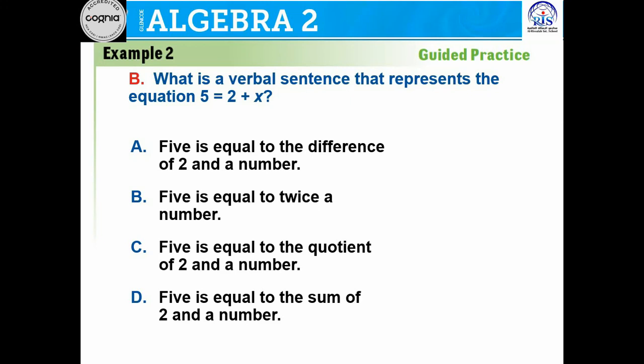What is a verbal sentence that represents the equation 5 equals 2 plus x? 5 is equal to the sum of 2 and a number, which is choice D. As you can notice, boys, in all of the examples, how we change from verbal expression to algebraic expression or equation, or the opposite, it's very simple.